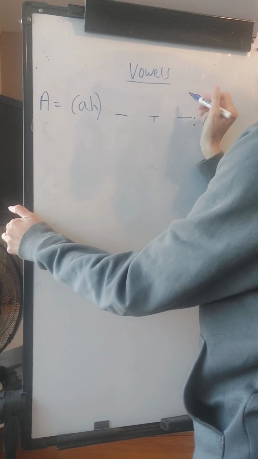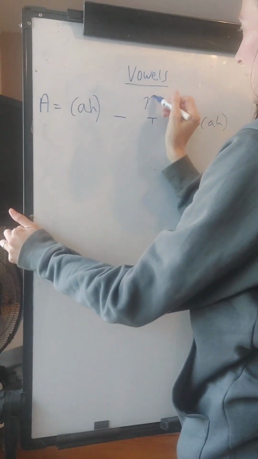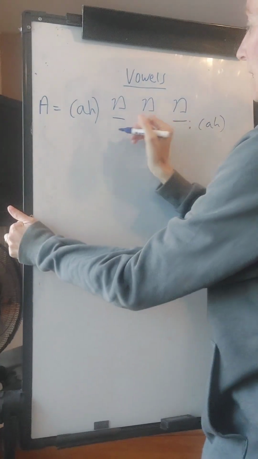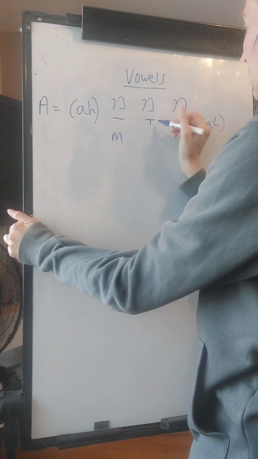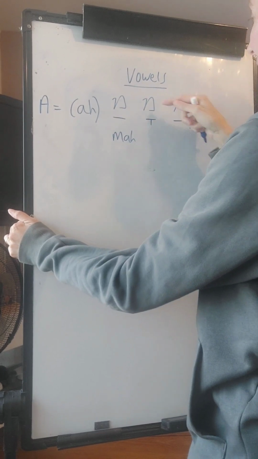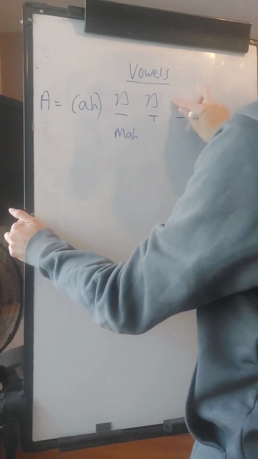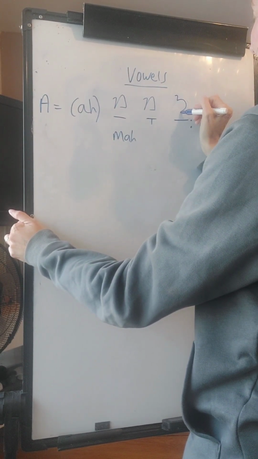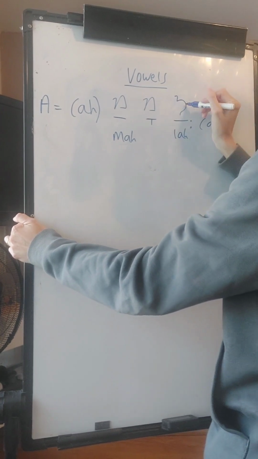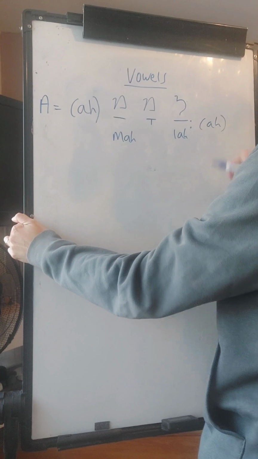So for instance, if we put the mem above them, you say the sound of the consonant, M, and then you add the sound of the vowel. All these are the A sound, so we'd read as ma, ma, ma. If you put the lamed there, L, you'd read as la. So it's always consonant sound, and then vowel sound.